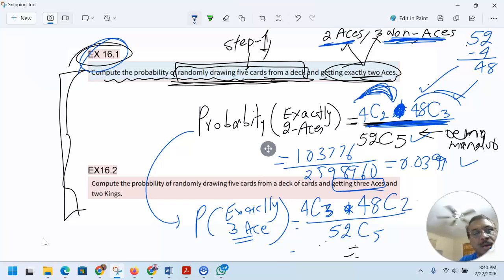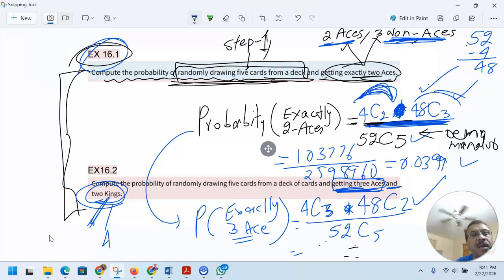And again, you can do a little work there with this. So this question was a little tricky. If they had asked only for exactly three aces, then this would be the correct answer. But what they gave is three aces and two kings. So they did not say exactly three aces. The other cards are two kings. So altogether there are four kings.